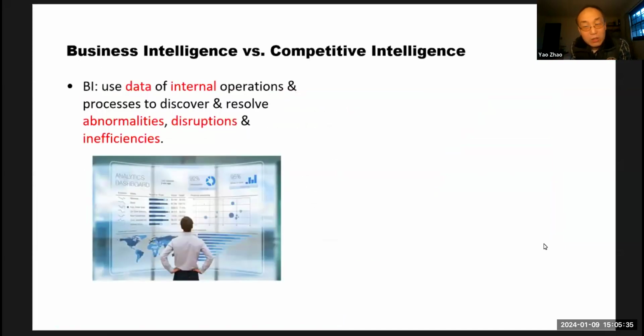Now, depending on the data source, data analytics can be classified into two categories. The first is called business intelligence, or for short, BI, and the second is called competitive intelligence, which is CI. BI uses internal data, such as internal operations and processes of a company, to discover and resolve problems such as abnormalities, disruptions, and inefficiencies.